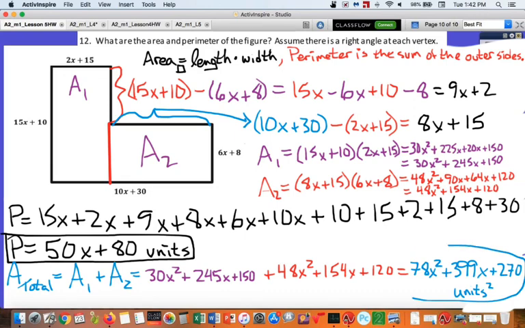And that's because it's an area, so it's going to be units squared because you're talking about 2 dimensions, as opposed to perimeter, which is just 1-dimensional.